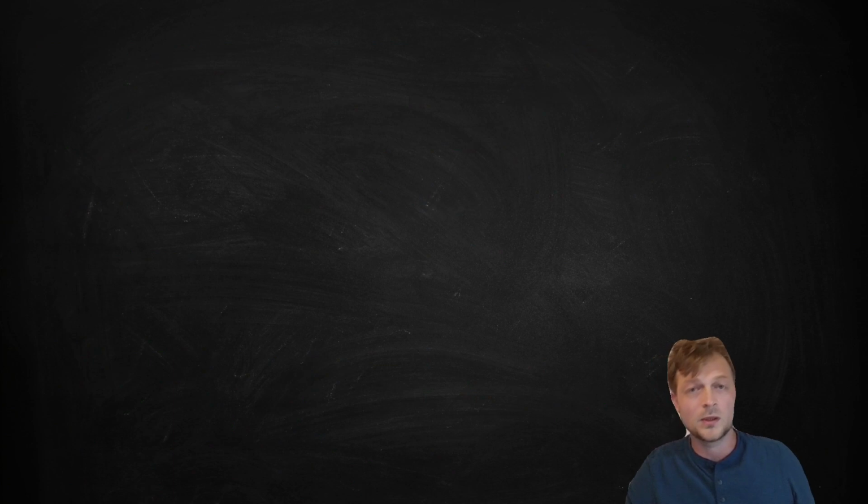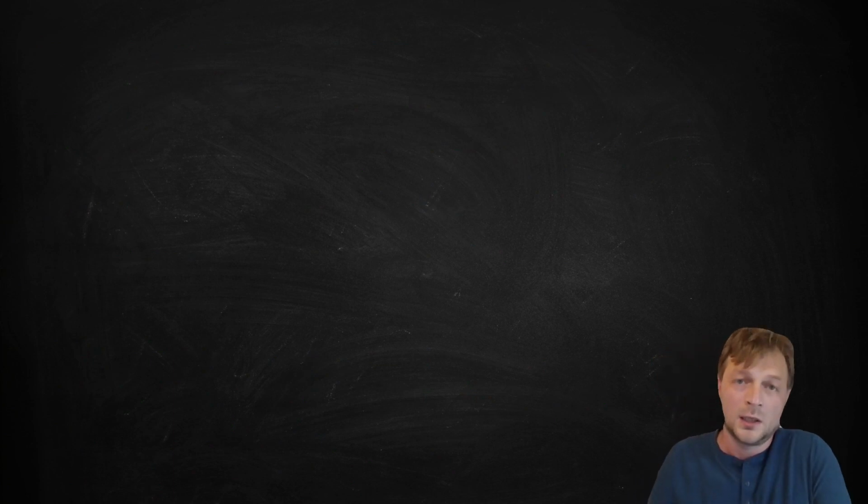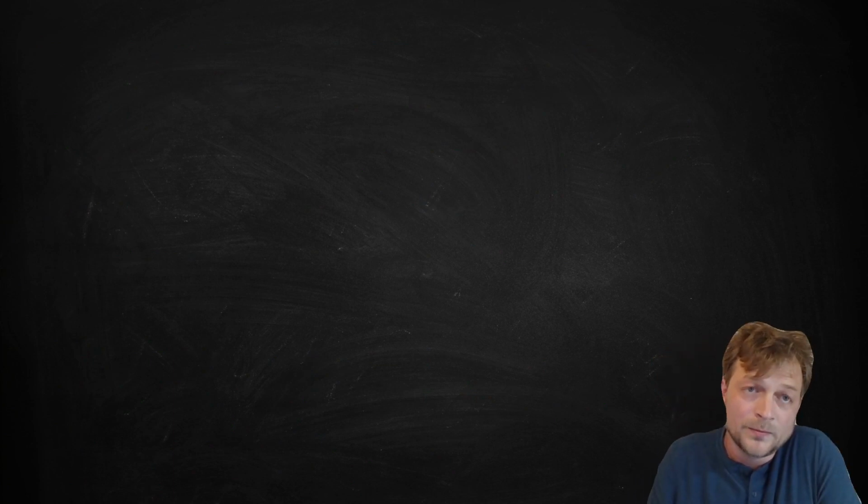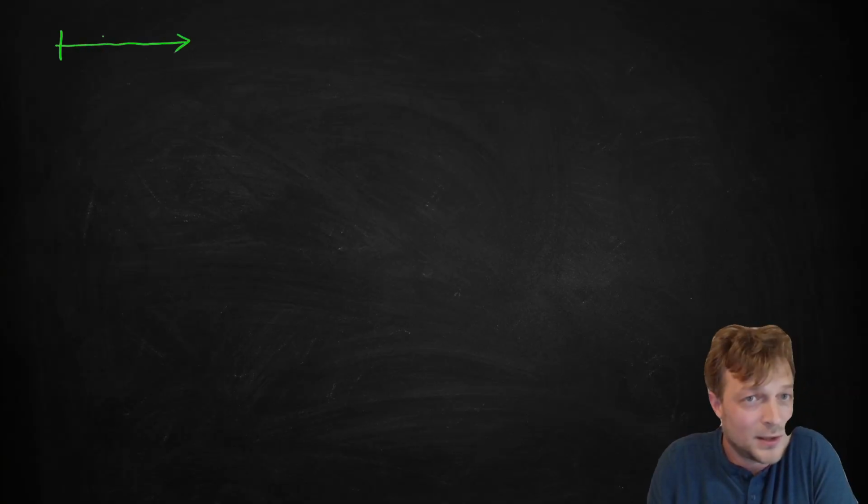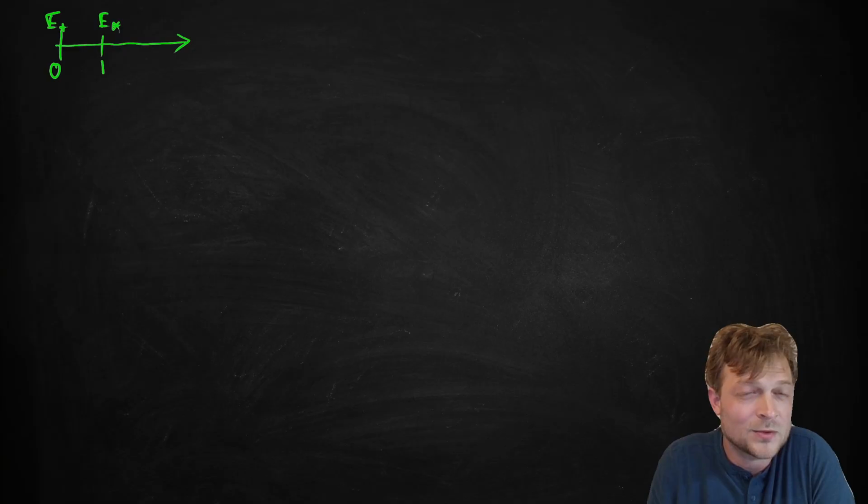So let's see what we can do. So let's start from a case of just two identity elements. It's E0, E plus corresponds to 0, E multiply corresponds to 1.